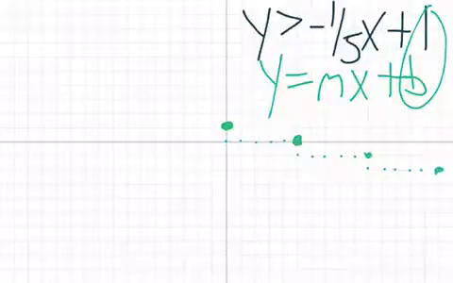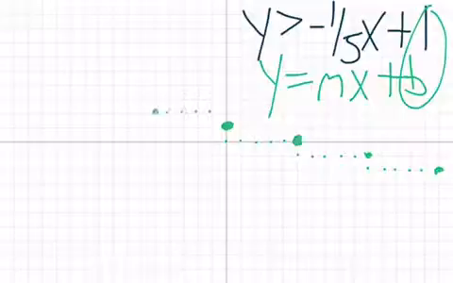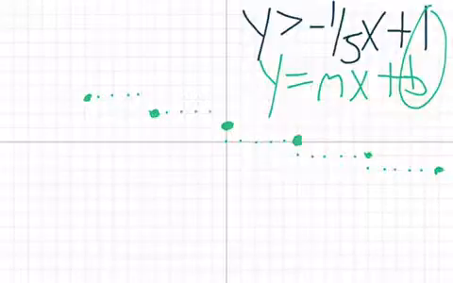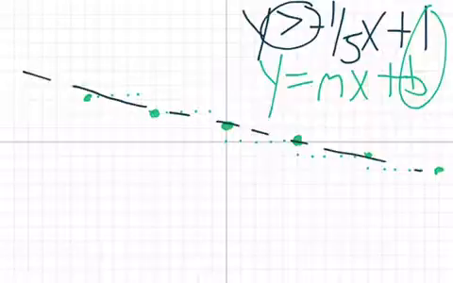And I can start at where I started and go up 1 and go to the left 5. 1, 2, 3, 4, 5. Up 1, 1, 2, 3, 4, 5. And this would give me my line. Now, because this inequality sign is just greater than, my line would be dashed.